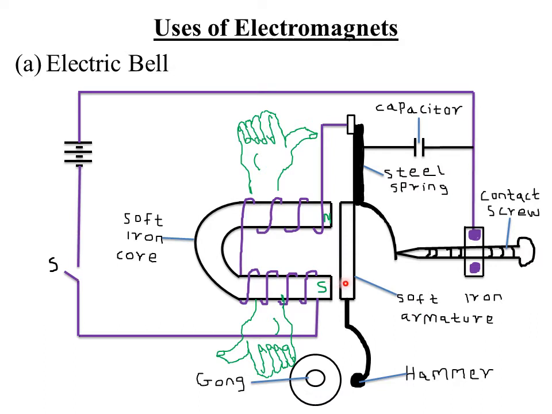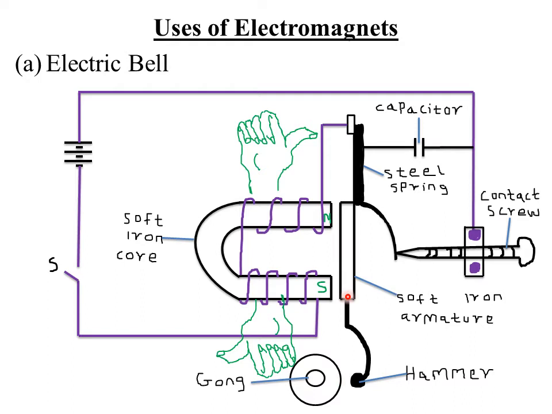Now, whenever the soft iron armature is attracted to the polarities of the soft iron core, it actually gets attached here, and therefore in the process the hammer hits the gong. The hammer strikes the gong. Therefore the hammer, which is attached to the armature, strikes the gong, and you hear the sound of the electric bell.